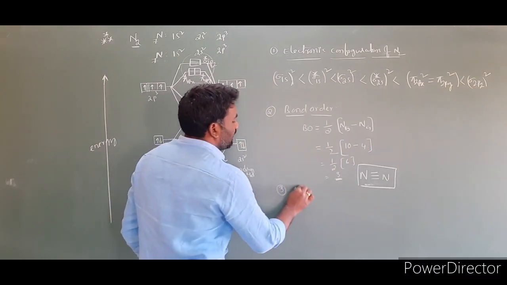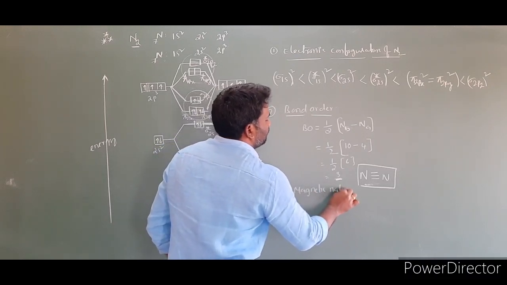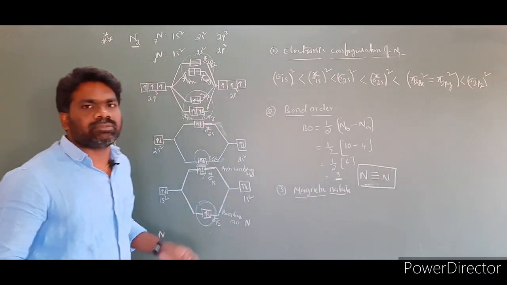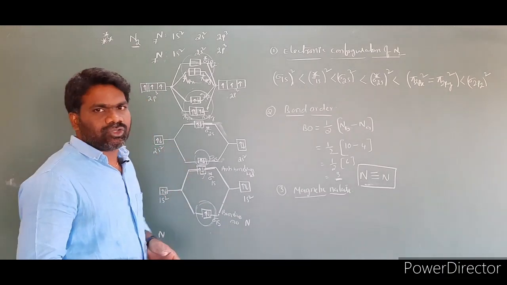Then the third one. What is the third one? Magnetic nature. Magnetic nature of the N2 molecule. So there are 2 categories. It may be diamagnetic or paramagnetic. We have to find out. So what is the magnetic nature of this N2 molecule?